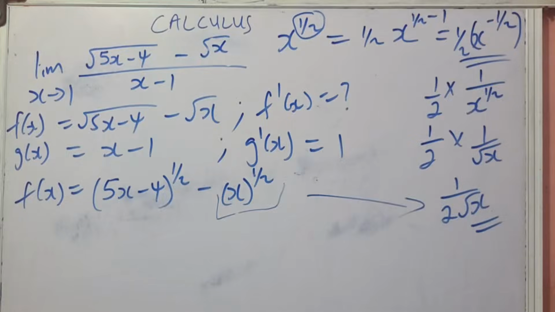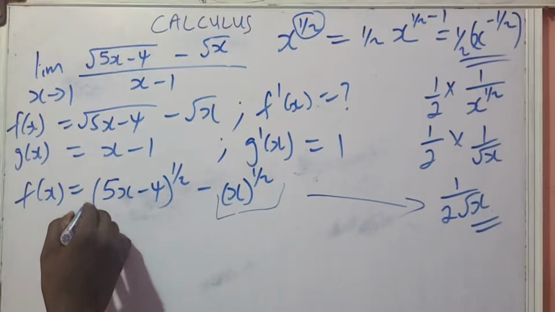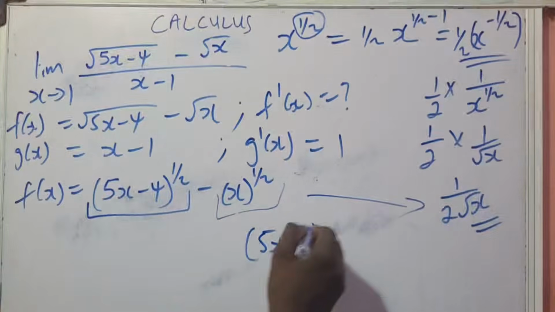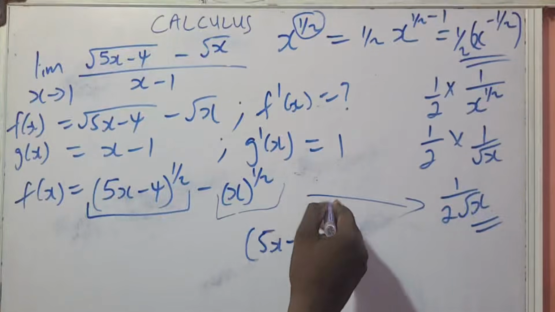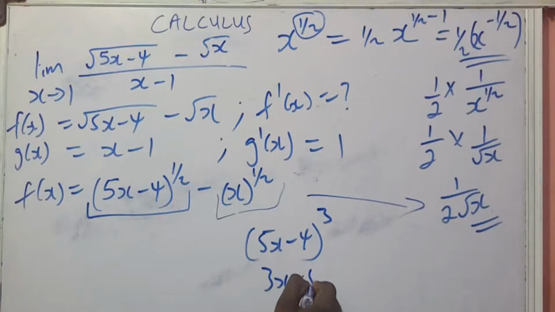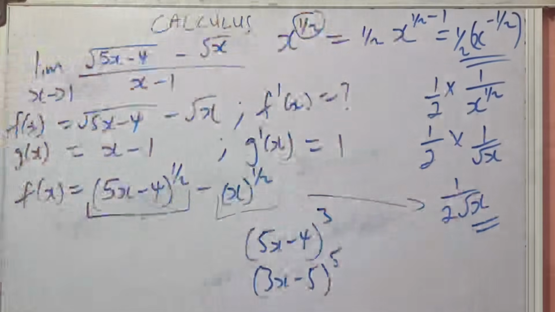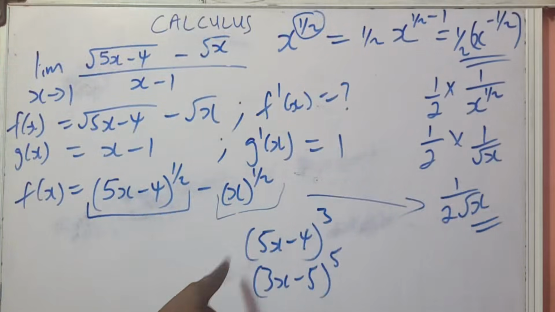So when you have something that is a compound expression, for instance, let me give you some other instances. Let's say I had even 5x minus 4 raised to power 2 or raised to power 3 or 3x minus 5 raised to power 5 or anything. When you have expressions like this, you cannot just use this basic way. You have to use what we call chain rule under differentiation. What is chain rule?